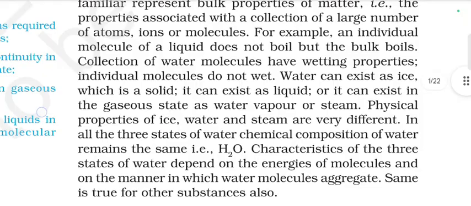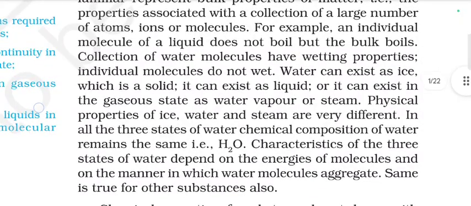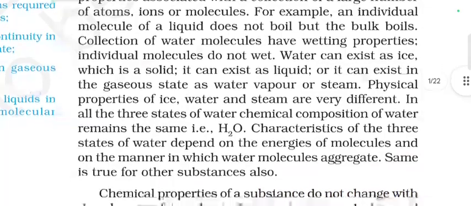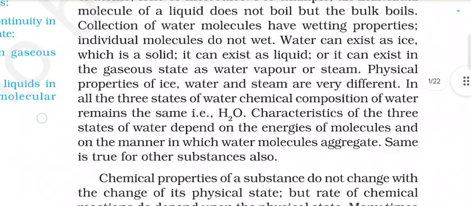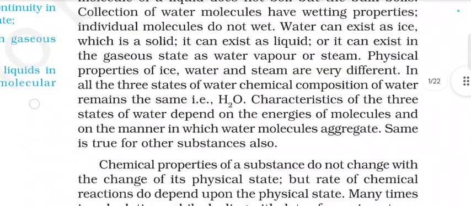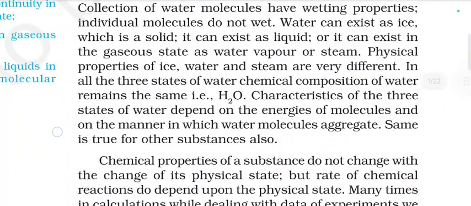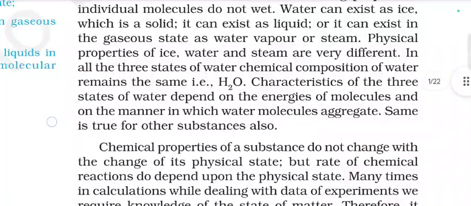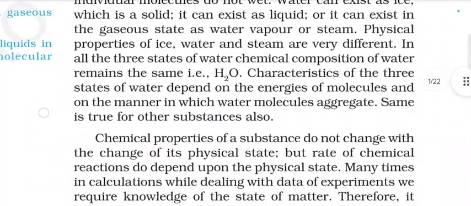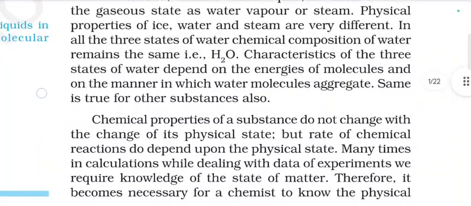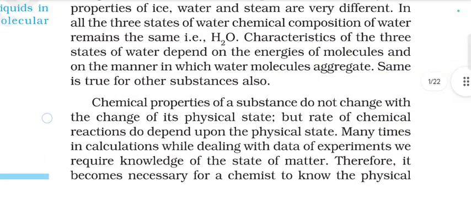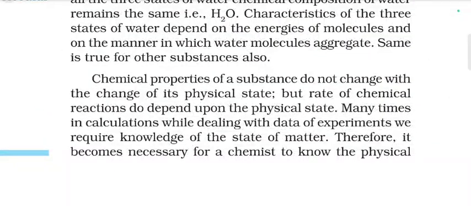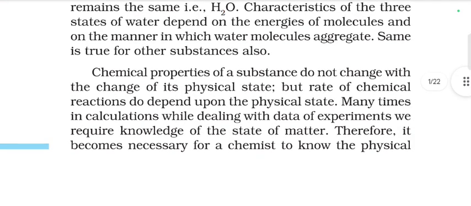Water can exist as ice, which is a solid. It can exist as liquid, or it can exist in the gaseous state as water vapor or steam. Physical properties of ice, water, and steam are very different. In all the three states of water, chemical composition of water remains the same, that is H2O. Characteristics of the three states of water depend on the energies of molecules and on the manner in which water molecules aggregate. Same is true for other substances also. Chemical properties of a substance do not change with the change of its physical state, but rate of chemical reactions do depend upon the physical state.